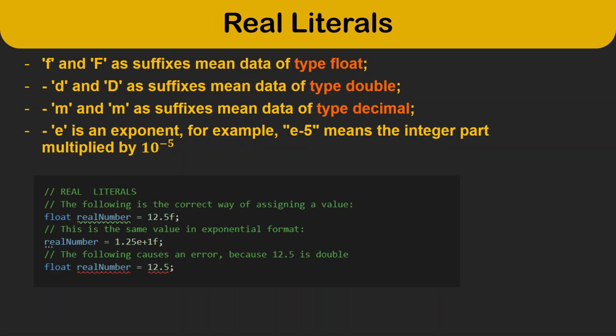Real literals are also sequences of digits. They can have a sign, plus or minus, and also suffixes, and also a decimal point character. They have also the following indications: F for type float, D for type double, M for type decimal, and we can also indicate with E that it is an exponent. For example, we have a power of -5.